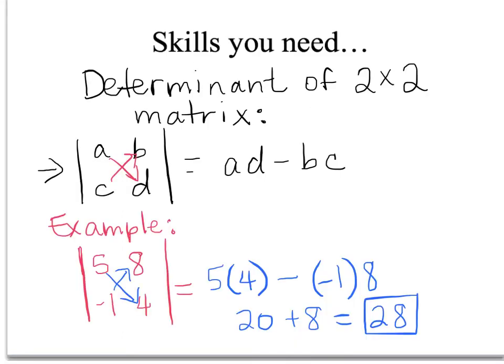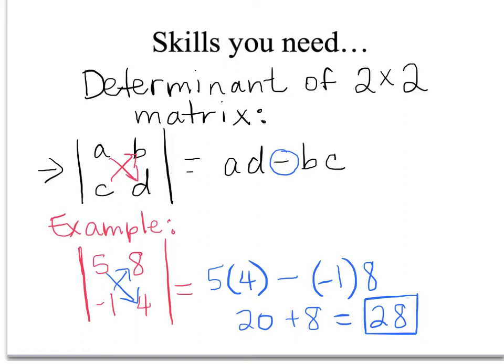A skill you will need is how to find the determinant of a 2x2 matrix. A matrix is just a way of organizing numbers. When we find the determinant of a 2x2, that just means 2 rows, 2 columns. We're going to basically be cross multiplying. So in our matrix A, B, C, D, we're going to multiply A times D and B times C, and then we're going to subtract. So it is subtraction to find the determinant.